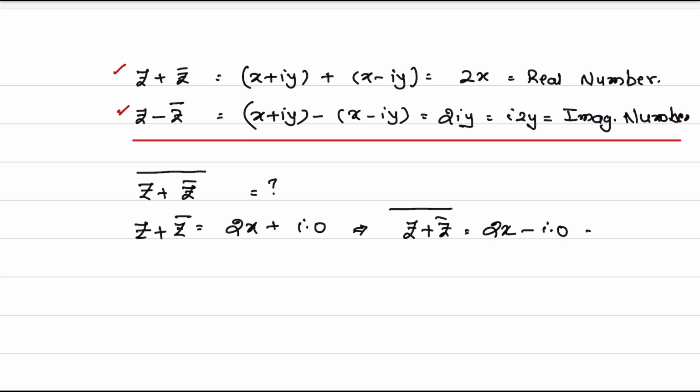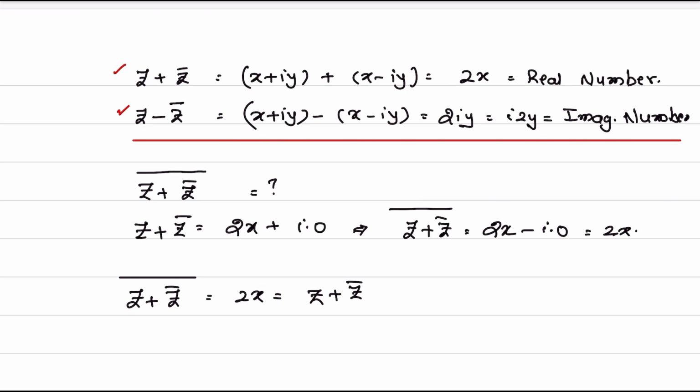That is equal to 2x. That means z plus z bar, whole complex, again conjugate, is equal to z plus z bar whole again conjugate, is equal to 2x, which is nothing but z plus z bar.